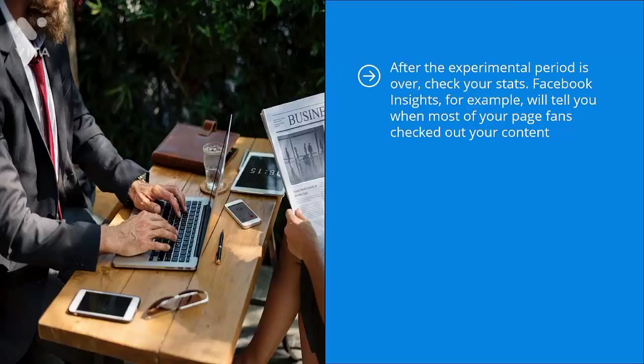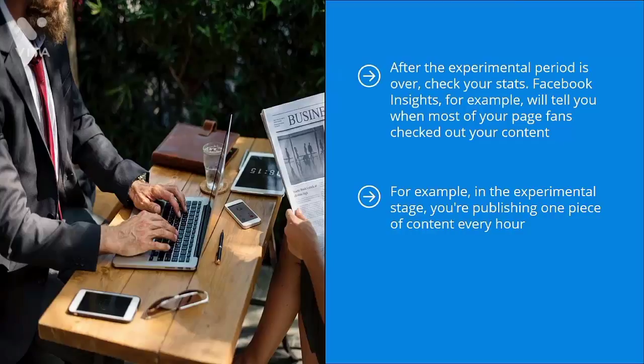Armed with this information, you should set up your automated software to publish your content in a cluster to fit those optimal times. For example, in the experimental stage, you're publishing one piece of content every hour. That's 24 pieces of content spread out over a full 24 hours. After you checked Facebook Insights, it turned out that 80% of your content views actually take place between 8 a.m. and 5 p.m. You then take those 24 posts and compress them within that 8 a.m. to 5 p.m. window. This is how you publish in clusters. Forget time blocks outside of that time frame. This way, you maximize your chances of the right eyeballs seeing your content.